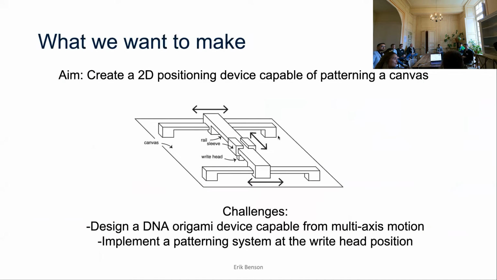And the goal of our project is seen in this simple sketch. We want to create a very simple printer, the simplest possible 2D printer you can build. In order to do that, we need to make a 2D positioning device where we can move a write head in 2 dimensions over a surface. And then we need the write head to somehow be able to pattern the surface.